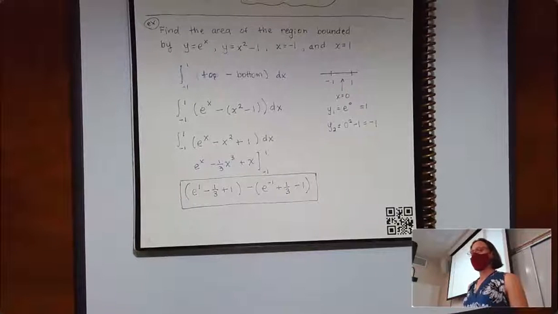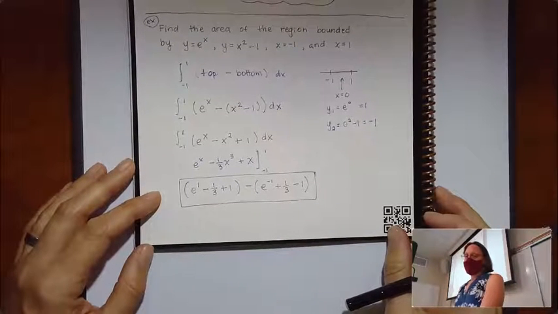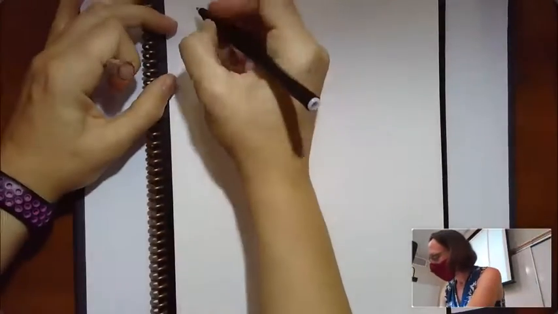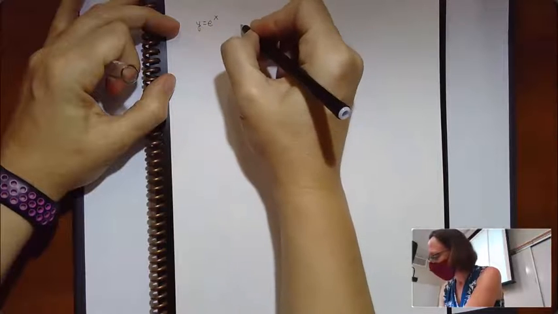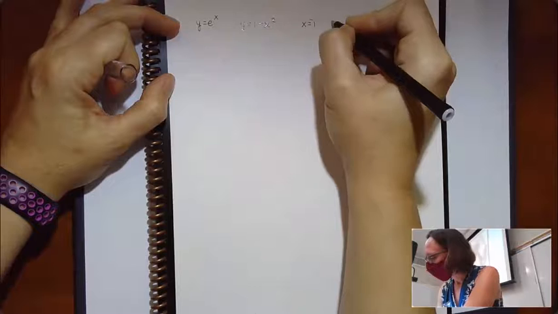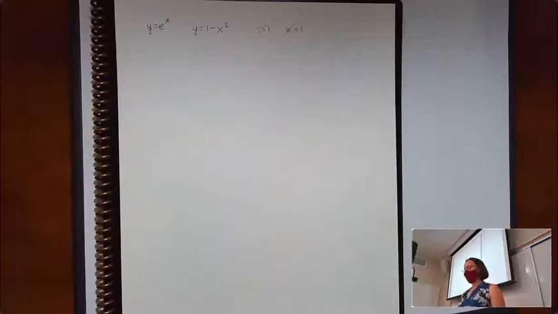Would anyone like to see what I would have done if it really was the other problem before I made a mistake and tried to fix it? Okay. I don't know that I'm going to work it all the way out, but here's what I would have done if it was that other one. So originally I had e to the x and 1 minus x squared, negative 1 and 1. Okay. I'm a fan of the fake graph. So I'm going to draw my fake graph.